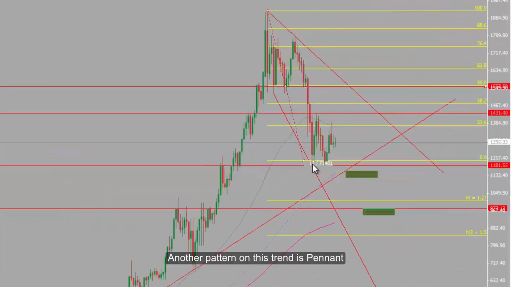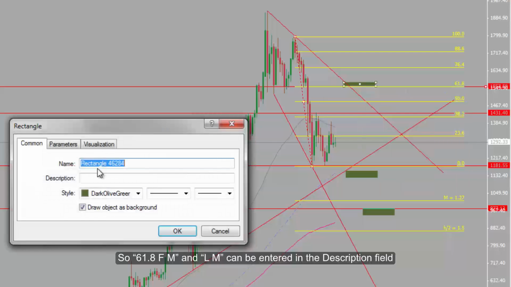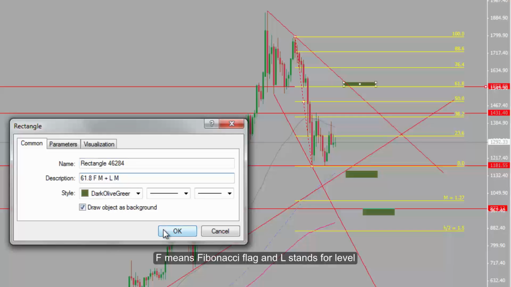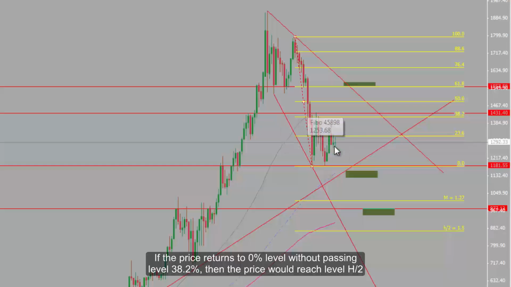Another pattern on this trend is Pennant. It is better to place a box on the 61.8% of Fibonacci, which will show powerful influence on the market trend whenever price proceeds towards this level. So 61.8% FM and LM can be entered in the description field. F means the Fibonacci flag and L stands for level. Price could not cross the 38.2% of Fibonacci. If the price returns to 0% level without passing level 38.2%, then the price would reach level H2.